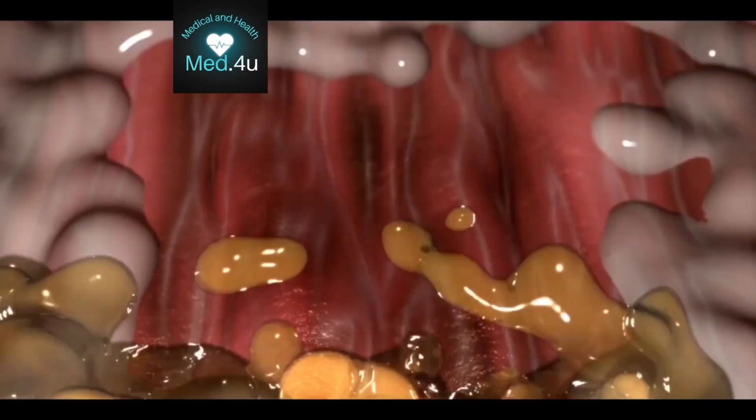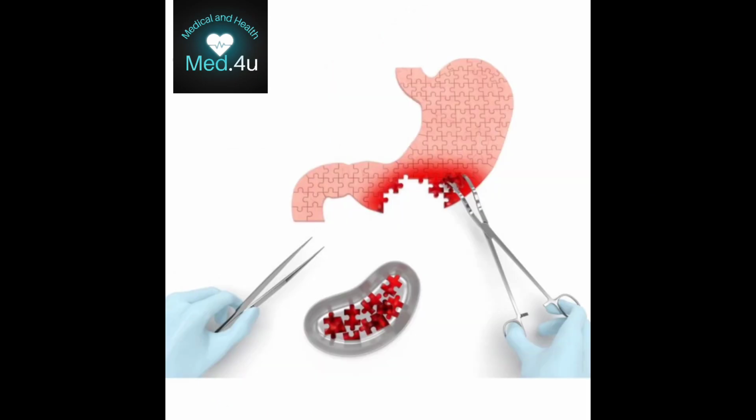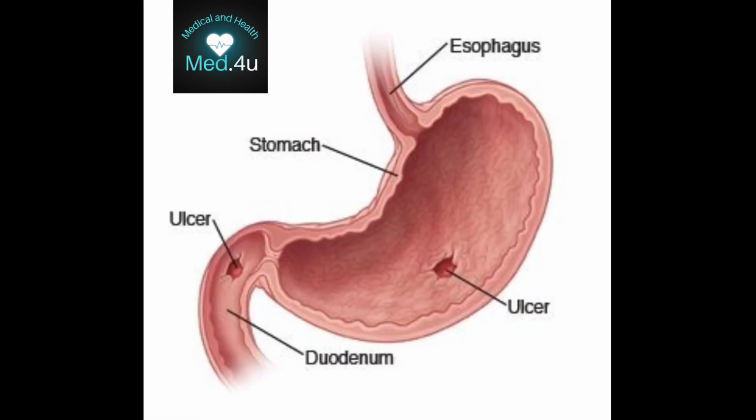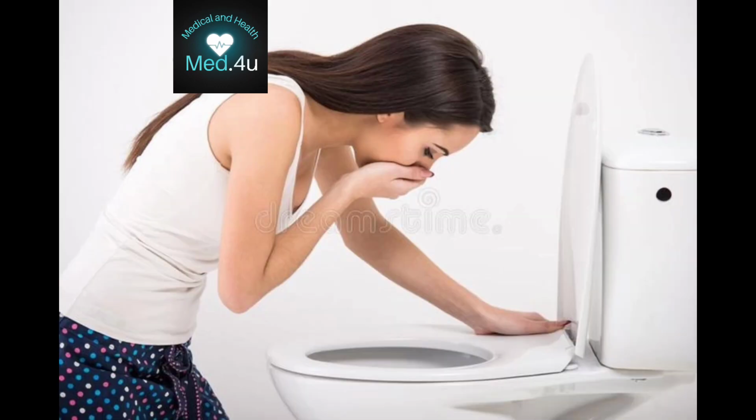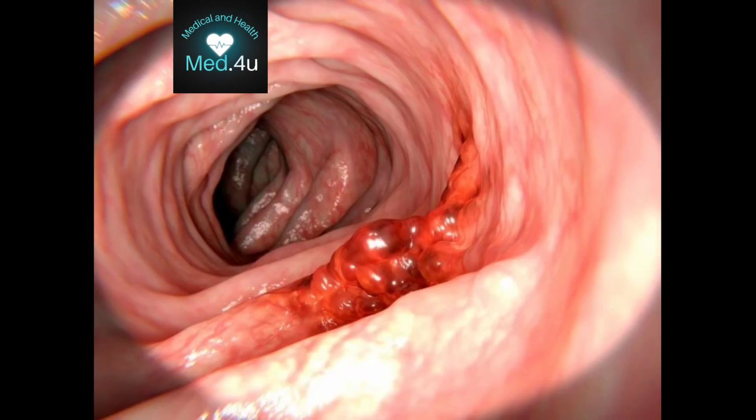Possible complications. 1. Bleeding. Gastric ulcers can lead to internal bleeding, which may cause anemia and even hemorrhagic shock. 2. Perforation. An emergency condition requiring immediate surgery. 3. Obstruction. Large ulcers can cause obstruction of the gastrointestinal tract, leading to nausea and vomiting. 4. Gastric cancer. Chronic infection with H. pylori can increase the risk of gastric cancer.